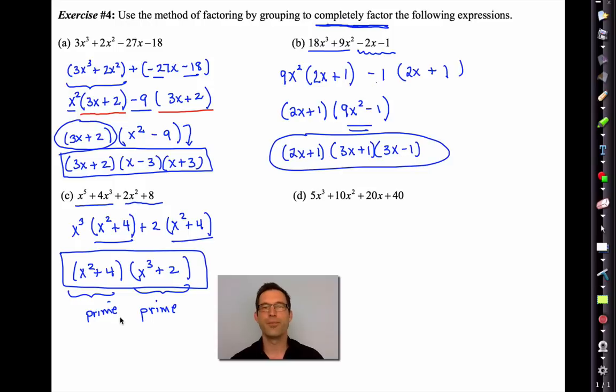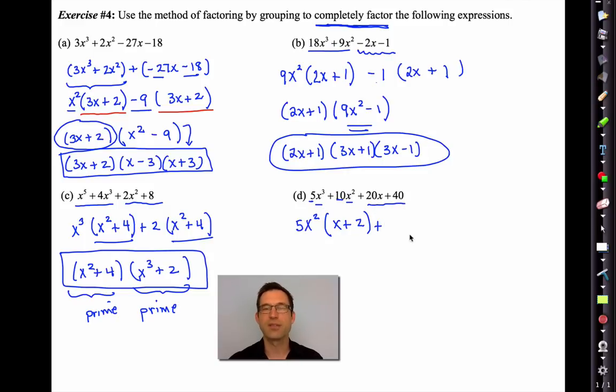All right, let's go through it. Again, looking at the first two terms, I see that I can factor out an x squared. But I can also factor out a 5. All right, that will leave me with an x, right? 5 times x squared times x will be 5x cubed. And it will leave me with a 2, right? 2 times 5x squared is 10x squared.